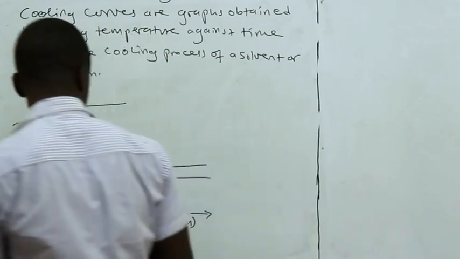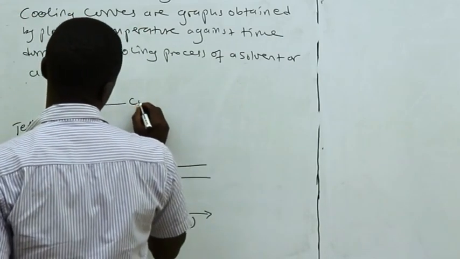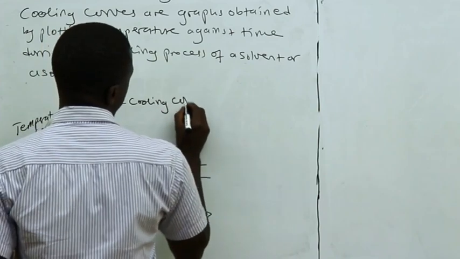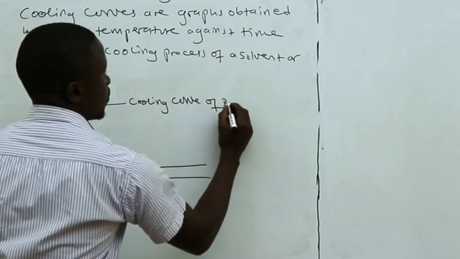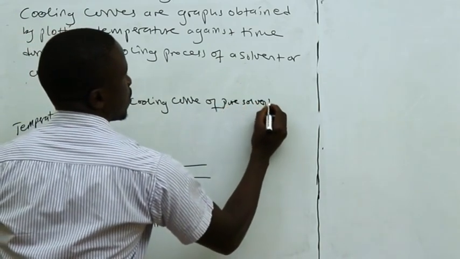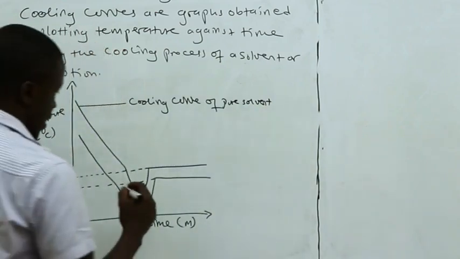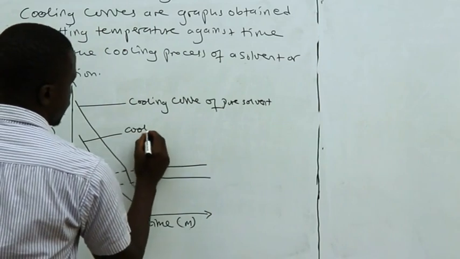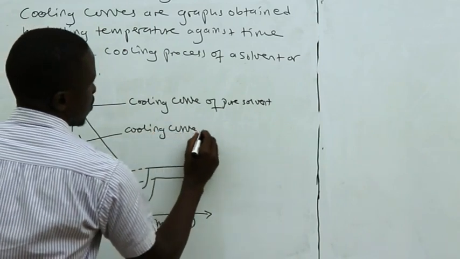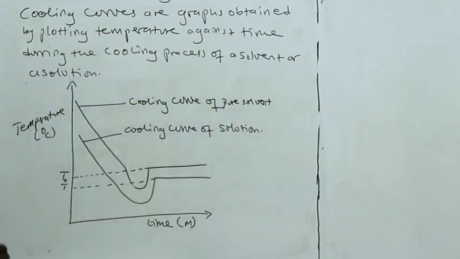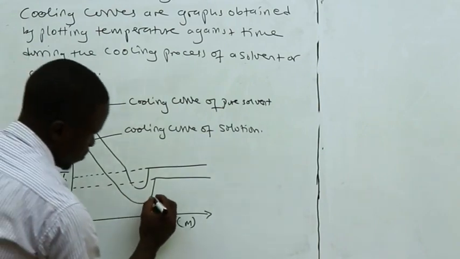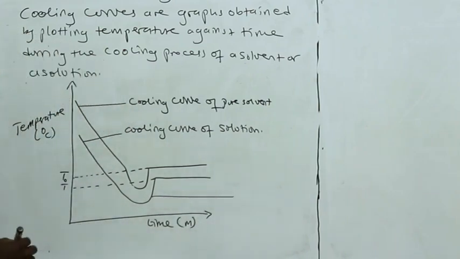So that's one thing that will guide you to locating which curve is which. So this curve now, I can say that this is a cooling curve of the pure solvent. And that means the other one is a cooling curve of the solution. Now, one thing is remaining for us to name. This part here, this trough here. This trough indicates what we call supercooling.